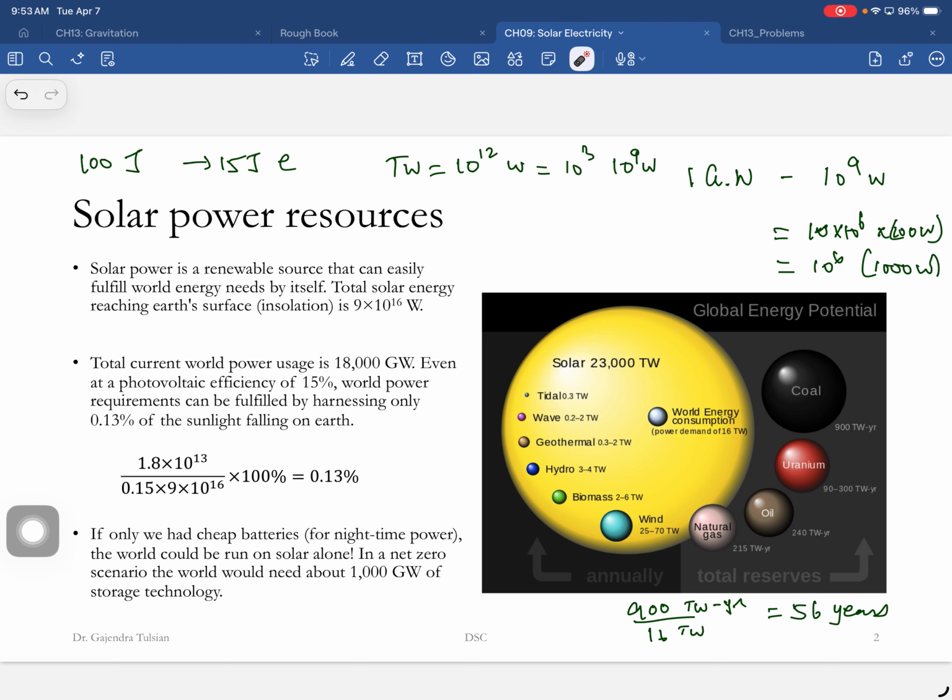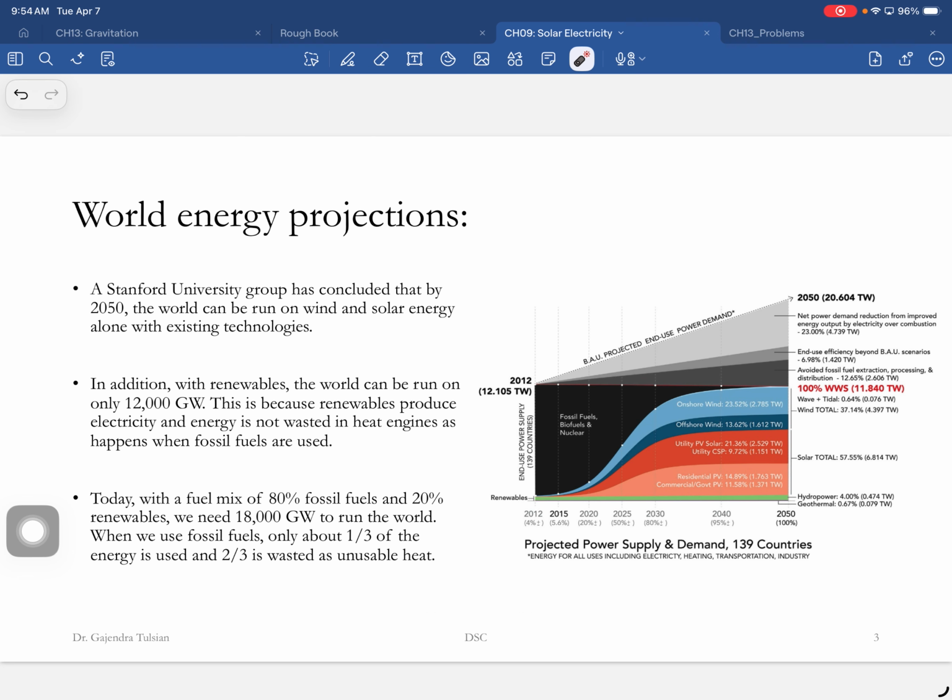Here is a Stanford University group projection. Okay, so by 2050, they say that with current technology, you can run the world entirely on renewables. Okay. And what they're saying is all you need is 12 terawatts. That is 12,000 Hoover Dams. Today we are running the world on 16,000 gigawatts or 16 terawatts.